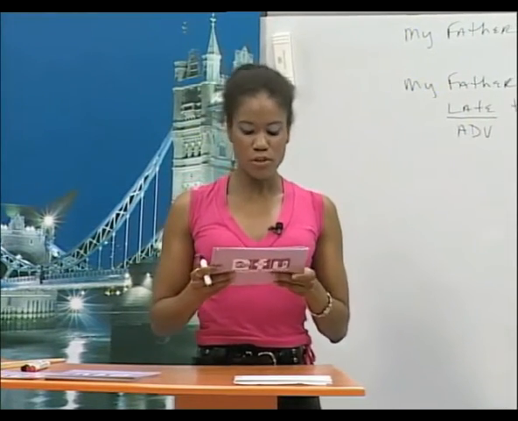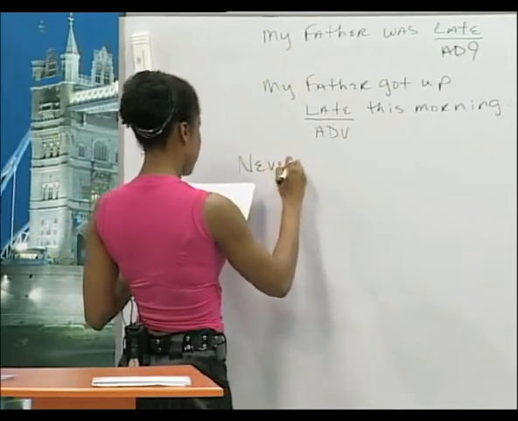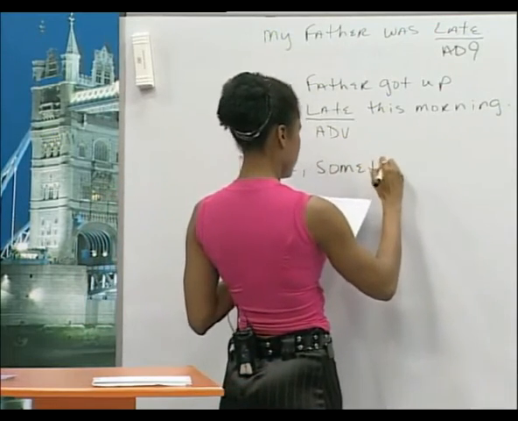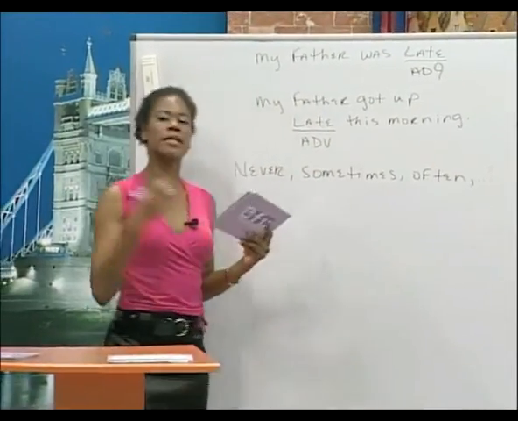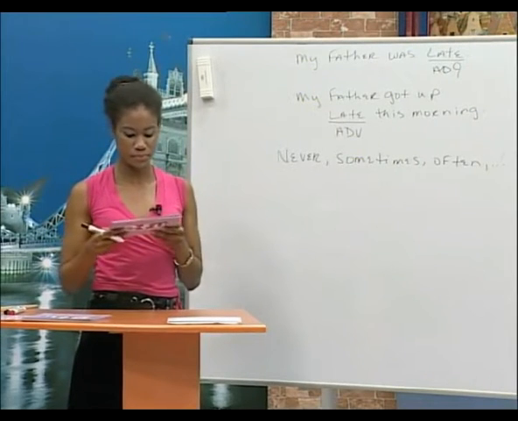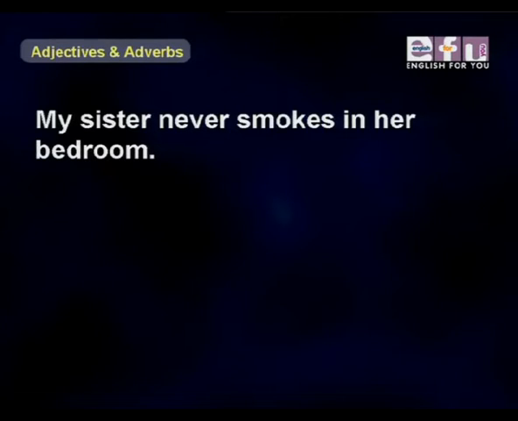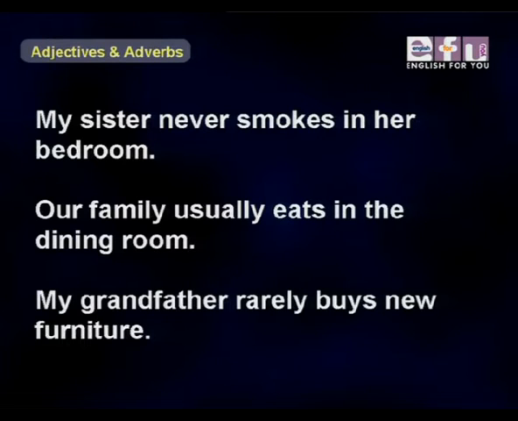Okay, adverbs are also used to express how often we do something. So, for example, never, sometimes, often, seldom, rarely, etc. Those are all adverbs. Take a look at some sentences. My sister never smokes in her bedroom. Next, our family usually eats in the dining room. Next example. My grandfather rarely buys new furniture.